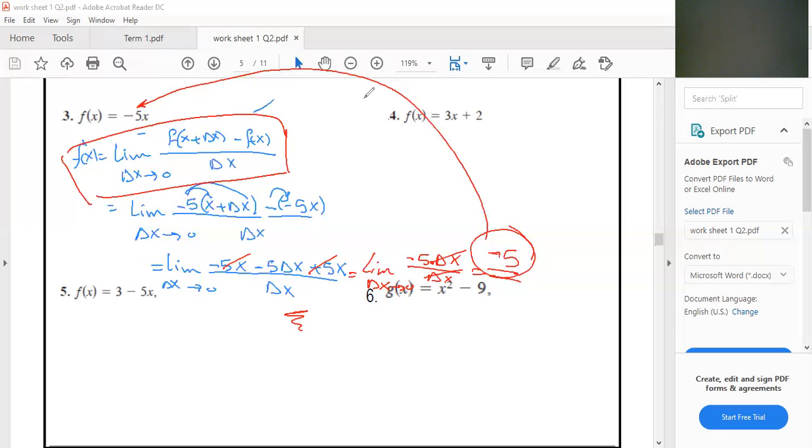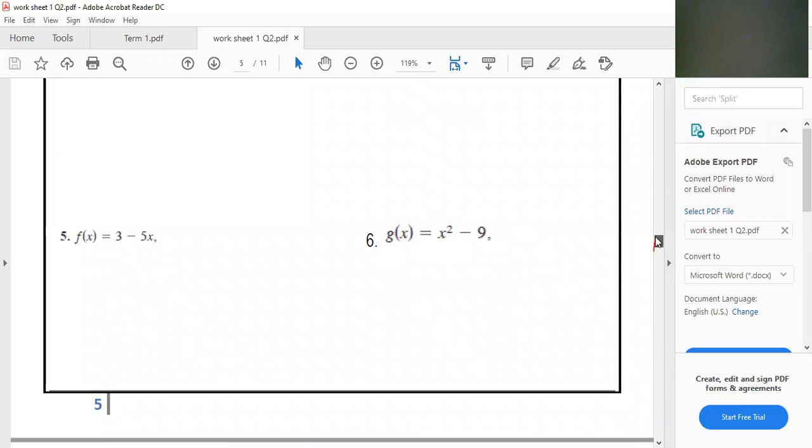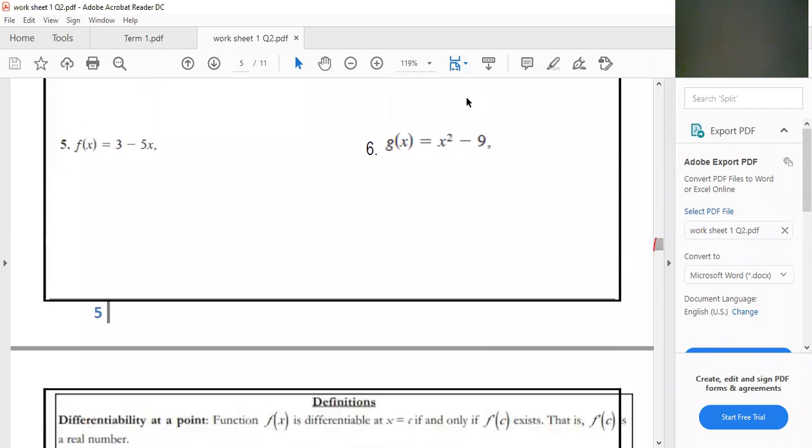Clear all first, then I'll solve the last one, then I'll give you number 4 and number 5 as homework. Look here, write the definition.